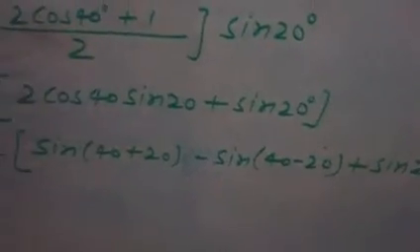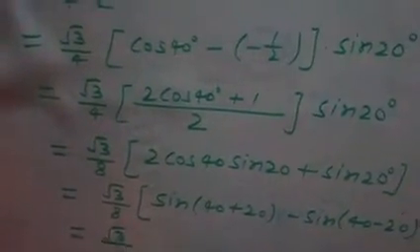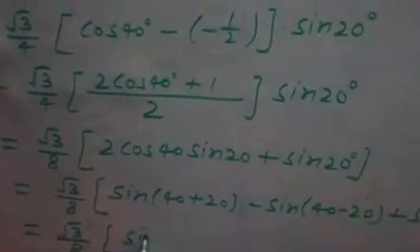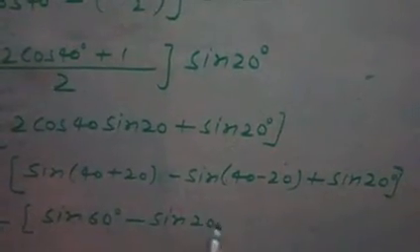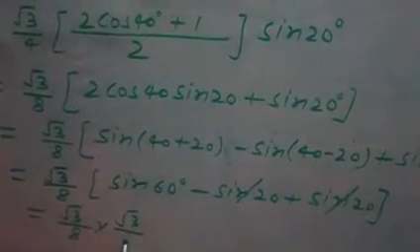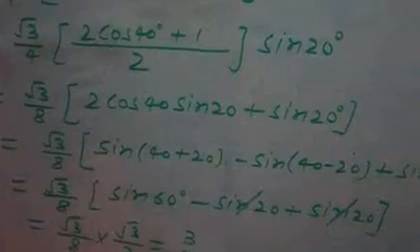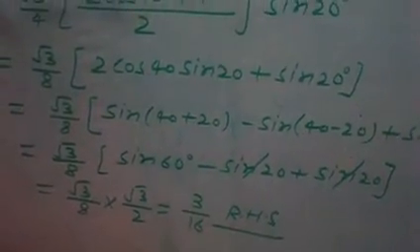Now you know that here is root 3 by 8, sin 60 minus sin 20 plus sin 20. These two cancel out, so here is root 3 by 8, and the value of sin 60 is root 3 by 2. So root 3 times root 3 is 3, 8 2s are 16. This is the right hand side. Have a glance.